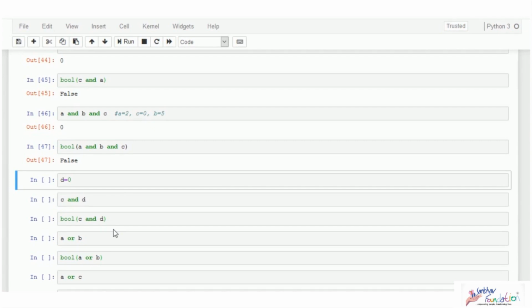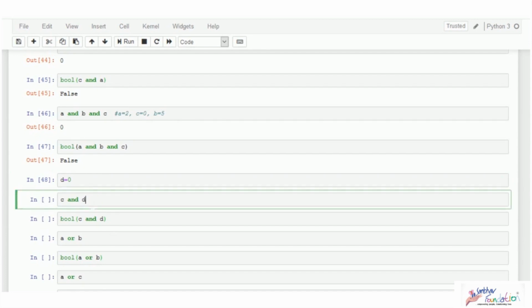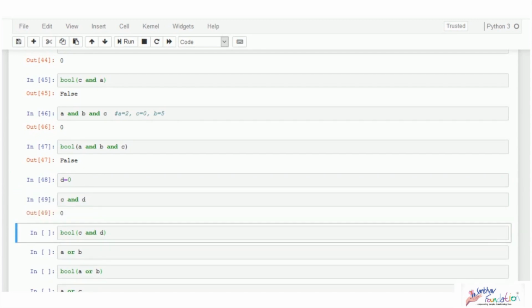In that case, it actually doesn't matter, because both values are zeros. So even if you don't know whether it will be the first or the second, the answer is going to be 0, because 0 and 0 will be 0. So an AND operation returns the 0. Just for demonstration, I am declaring another variable D as 0, and when you do C and D, which is 0 and 0, your result is 0.